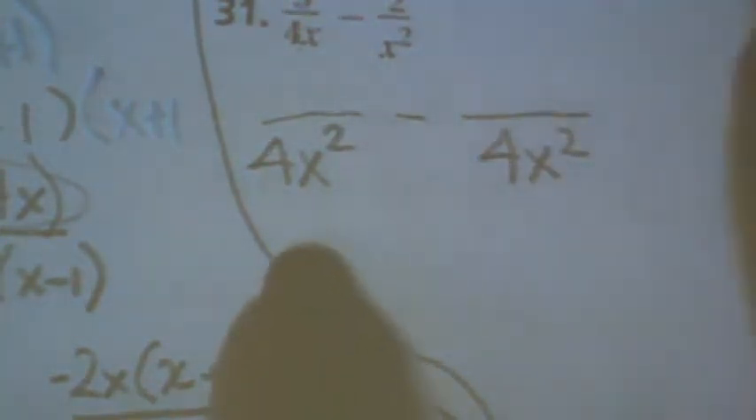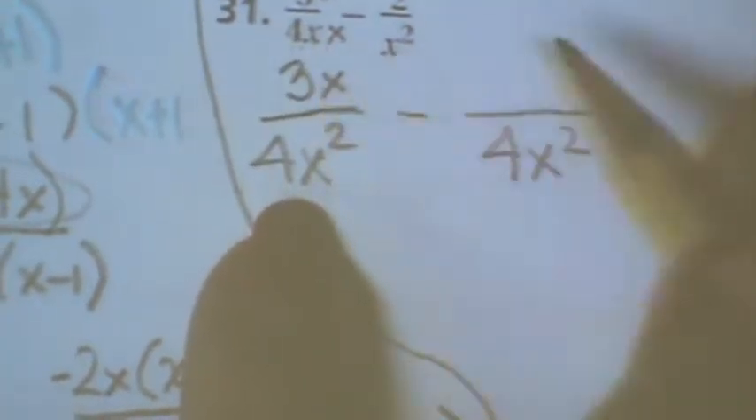Okay, so let's go backwards here. We have a 4 here, and we have an x. What's missing? The x. So you're gonna multiply both top and bottom by x. So what do you get up here, Amanda? 3x. Good job.